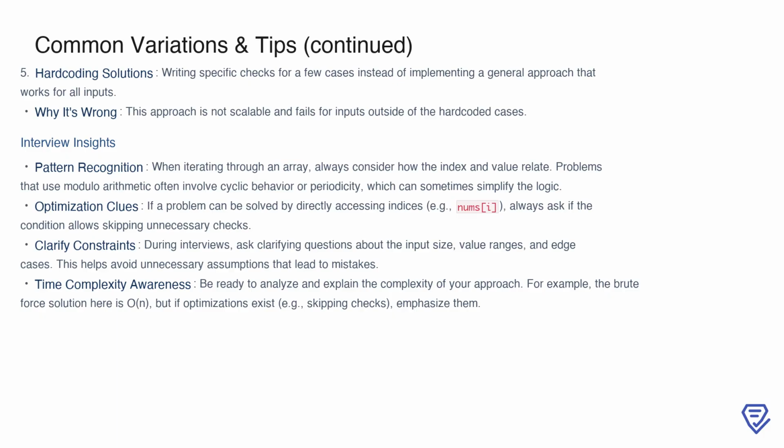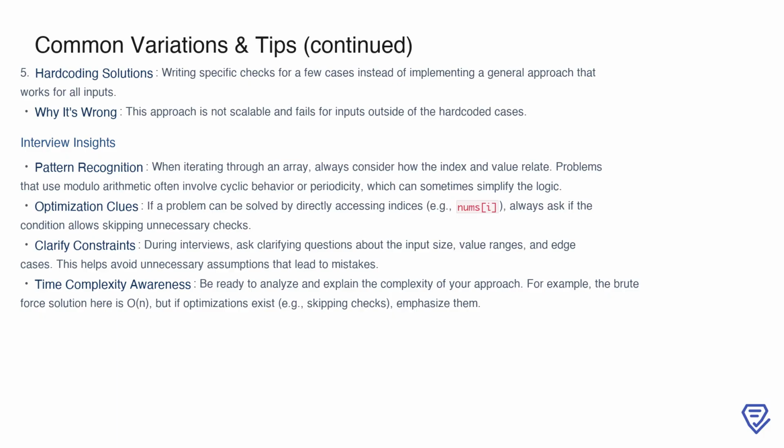Now, when tackling array problems like this one, pattern recognition is key. Pay careful attention to the relationship between indices and values, as this often reveals underlying cyclic or periodic behavior. Recognizing such patterns can simplify the logic significantly. Optimization is another important consideration. If a condition allows you to skip unnecessary checks, such as directly accessing indices like nums, take advantage of it to improve efficiency.